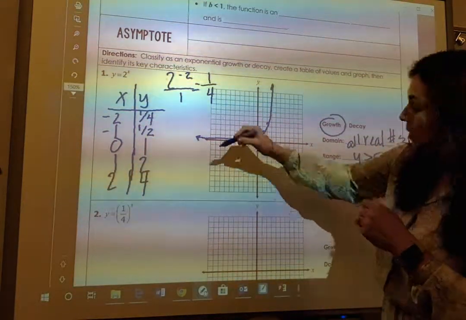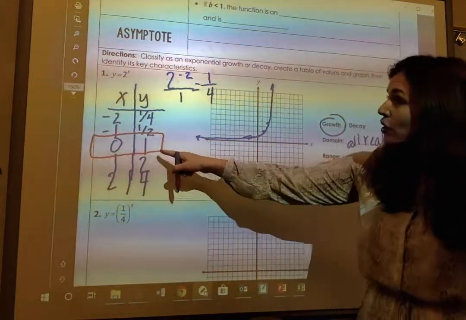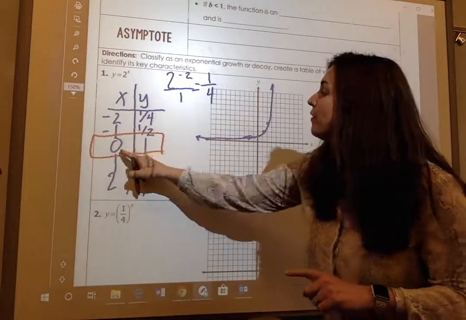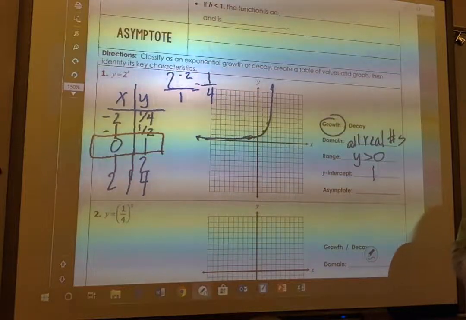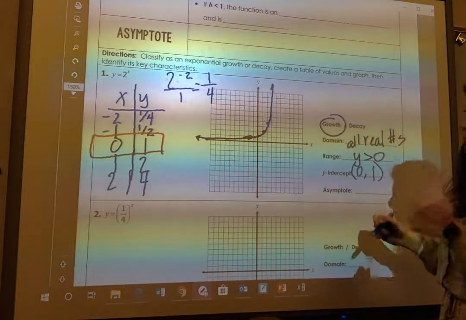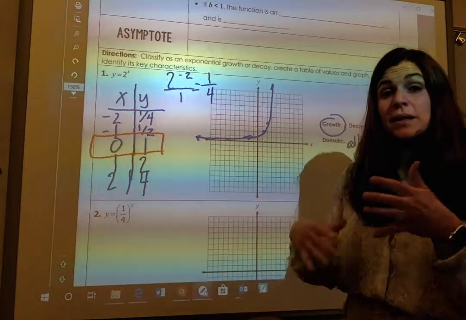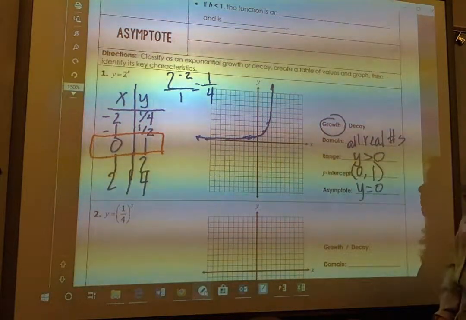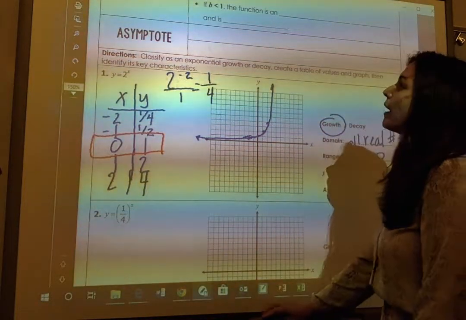My y-intercept, and I'm going to show you how to do this on the graphing calculators, but remember, the definition of y-intercept is when your x value is 0. So here, I have identified my y-intercept as 1. I can even put (0, 1), that's my y-intercept. And my asymptote is y equals 0, because technically your asymptote is a line, so you need to still have the form of y equals 0. So this is the information that I'm looking at. In example 2, I'm going to show you how to use a graphing calculator.